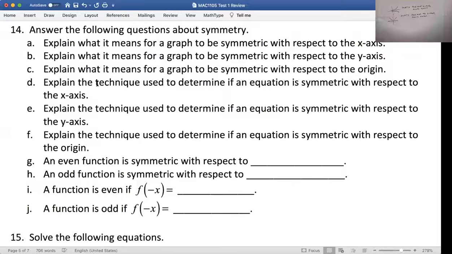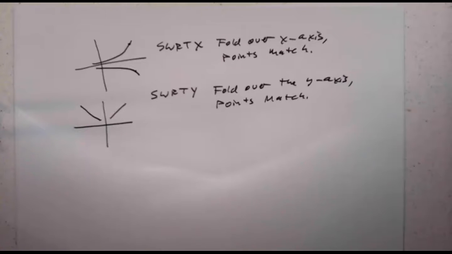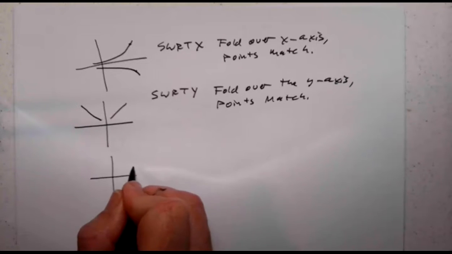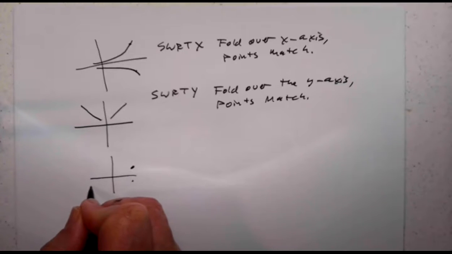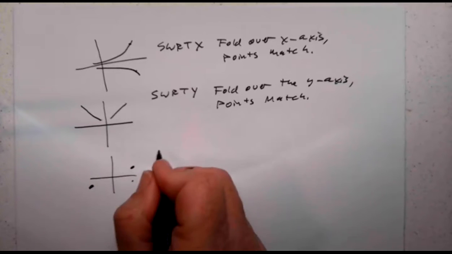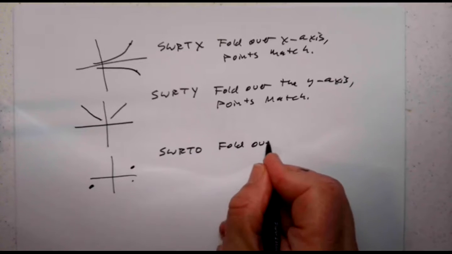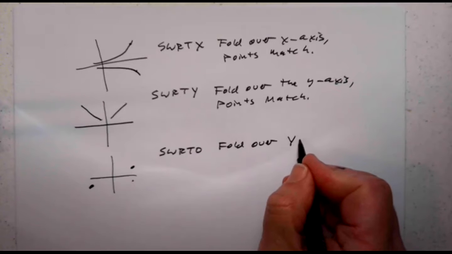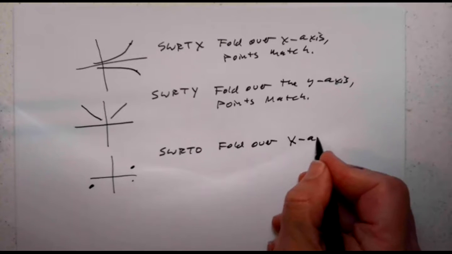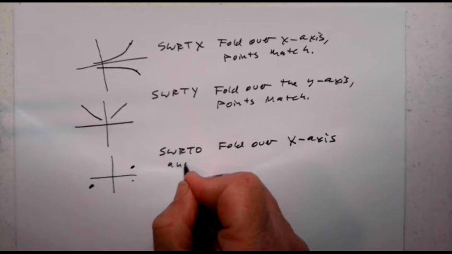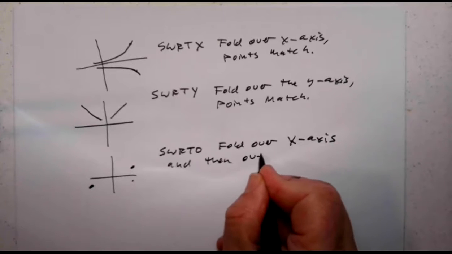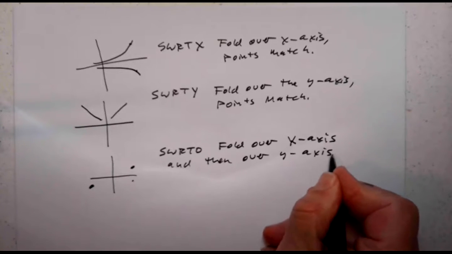Our third question asks, what does it mean to be symmetric with respect to the origin? Now that's a little trickier. So let's talk about that. If I have this point here, I fold it this way first and then I fold it that way. So this point is counterbalanced with this point. If you fold it twice, symmetric with respect to the origin, fold over both axes, fold over y-axis and then over x-axis, or x-axis and then over y, which was the example I gave you. Fold over x-axis and then over y-axis. Points match.